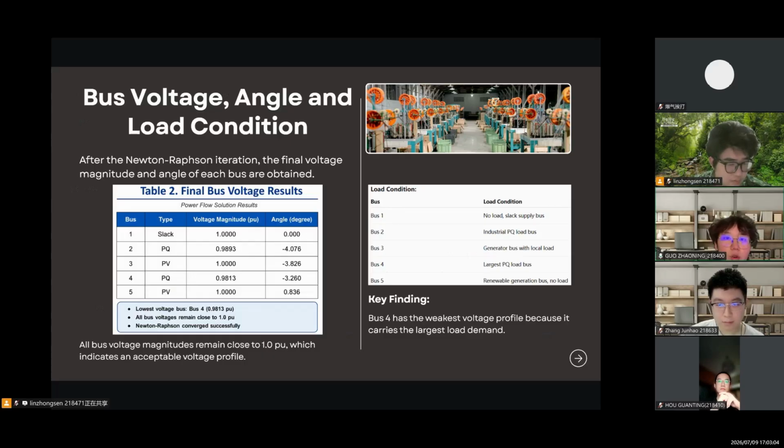Bus 4 has the lowest voltage at 0.9813 per unit, and bus 5 remains at 1 per unit. The key finding is that bus 4 has the weakest voltage profile. This is reasonable because bus 4 is the largest PQ load bus, so it has a larger voltage drop. Next.